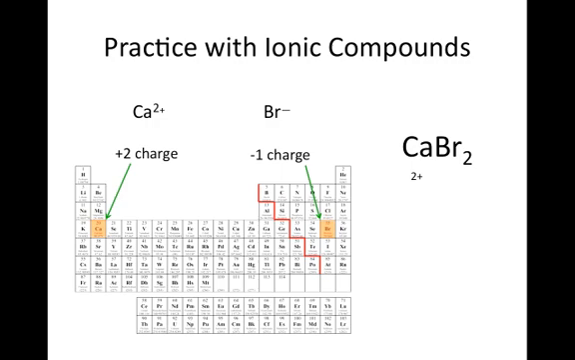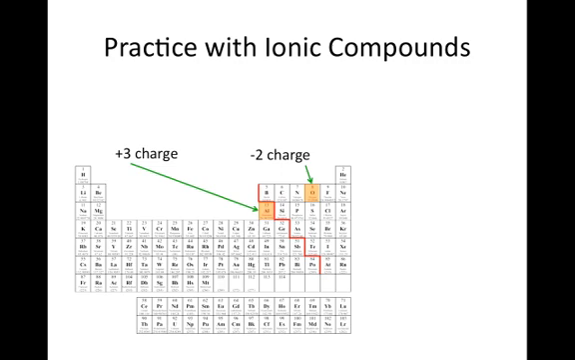Each calcium ion has a charge of +2. Because there's only one calcium ion in the compound, the overall positive charge of the compound is +2. Each bromine ion has a negative charge of 1. Because there are two bromine ions in the compound, we have an overall negative charge of the compound of -2. +2 and -2 cancel out to have a net charge of 0.